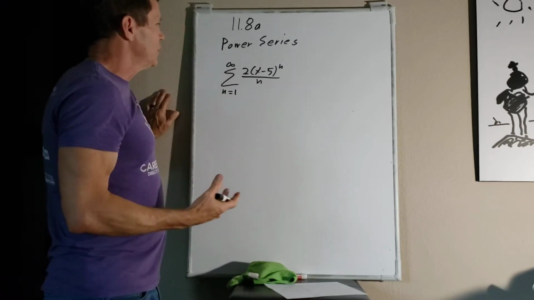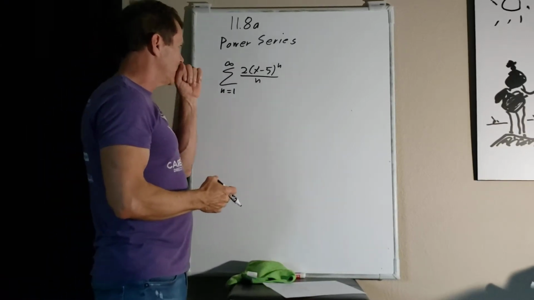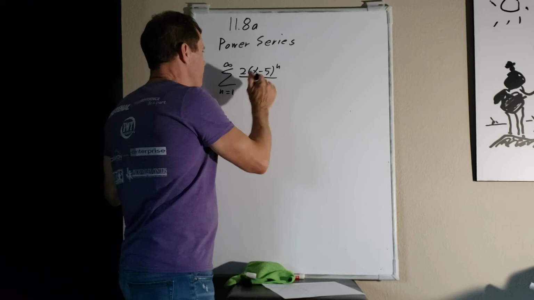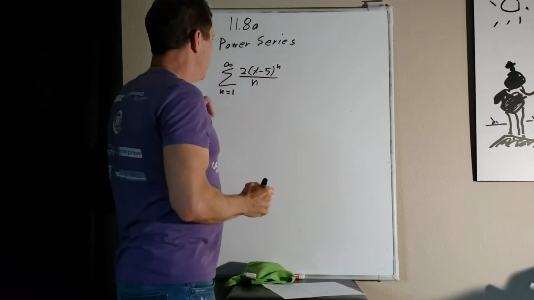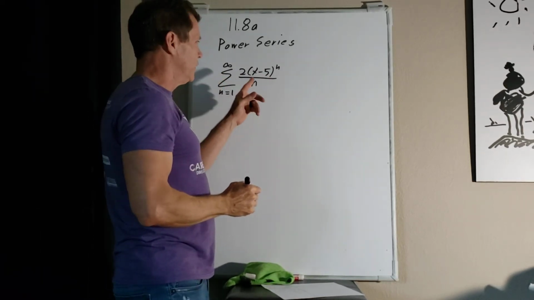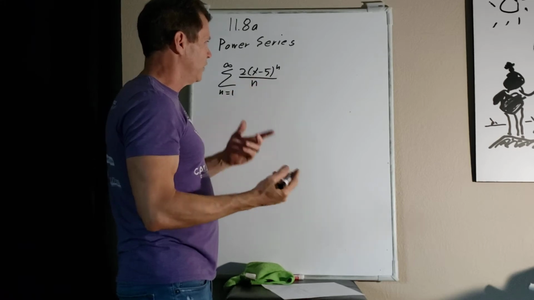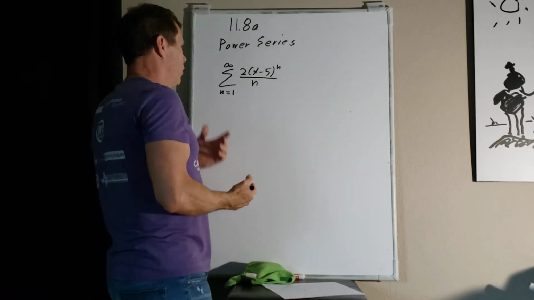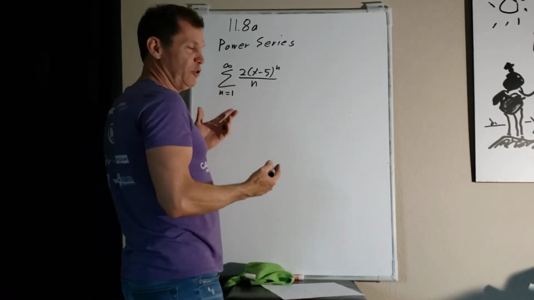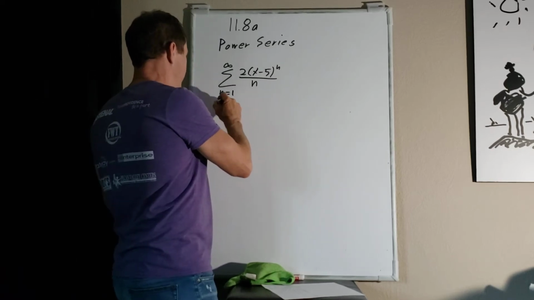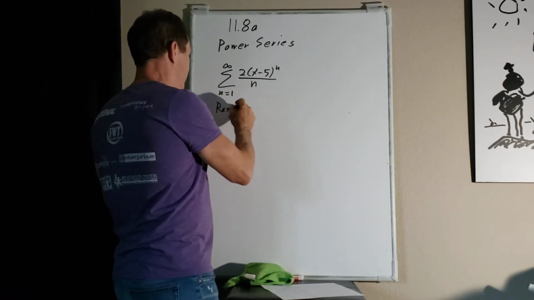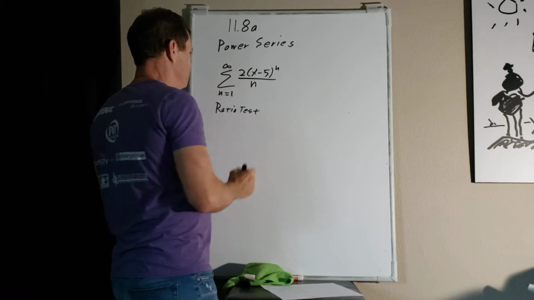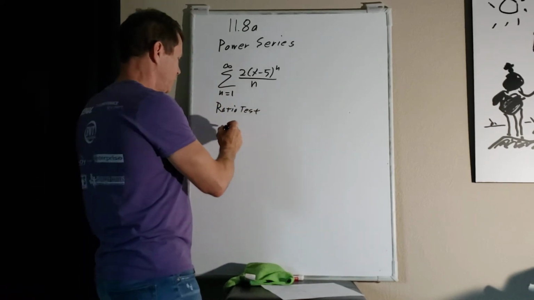Okay, so I want to see if that guy converges. I'm not quite sure what to do here. It's not a simple geometric series like the other ones were. Let's see what we can do. Maybe I'll use the ratio test. So I'm going to try the ratio test and see what happens.